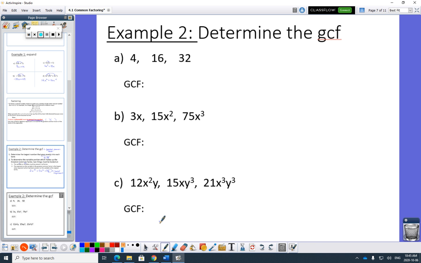Okay. So this question, all it wants us to do is find the greatest common factor. That means we need to find a number that divides evenly into 4, 16, and 32. The easiest way to do this is to check and see if 4 works. So we're going to divide 4 by 4, 16 by 4, and 32 by 4. What's 4 divided by 4? 1. 16 divided by 4 is 4. And 32 divided by 4 is 8.